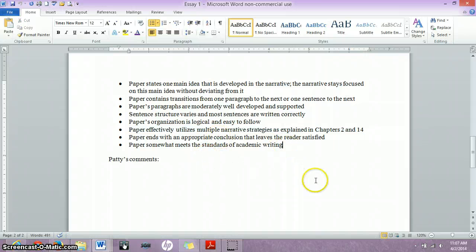Also, make sure you conclude in some way, and make sure that you meet the academic writing standards that I outlined in week 1. So no contractions, no rhetorical questions, no using you, things like that. So if you need to review that in week 1, go ahead and do that. So again, you can have a stronger narrative essay.